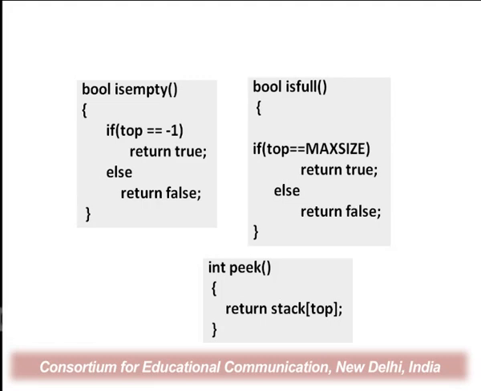Then the next one is is full. So, now we are looking at the array implementation of the stack. So, max size is the maximum size, the size of the array. So, if top equals max size, then this procedure will return true. That means your stack is already full and you cannot insert any other element onto the stack, or you cannot push any element onto the stack. And if top is not equal to max size, then it is going to return false, which indicates that yes, there is room to push an element onto the stack.